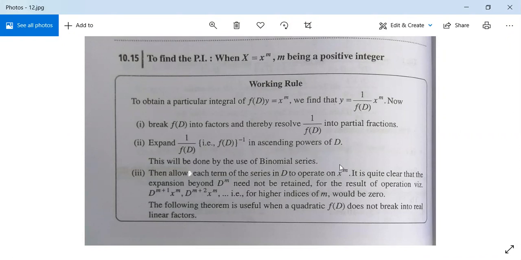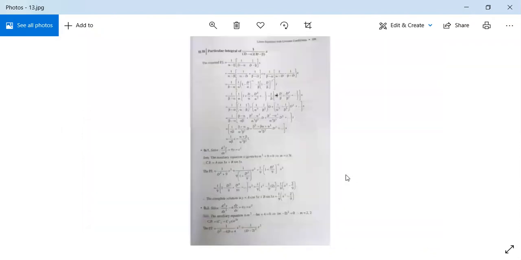Since it is x to the power m, we will take only terms up to D to the power m, because after that we will have D to the power m plus 1. D^m x^m is a constant, and D^(m+1) x^m will be 0. So from D^(m+1) onwards we will not retain the powers of D. It will be clear with one example.